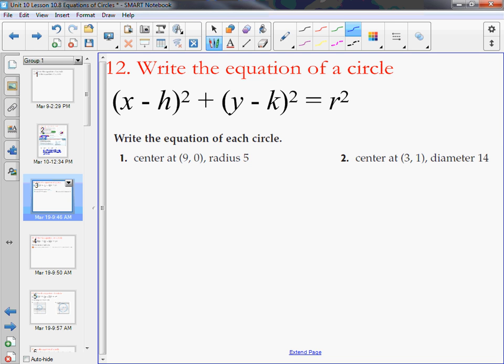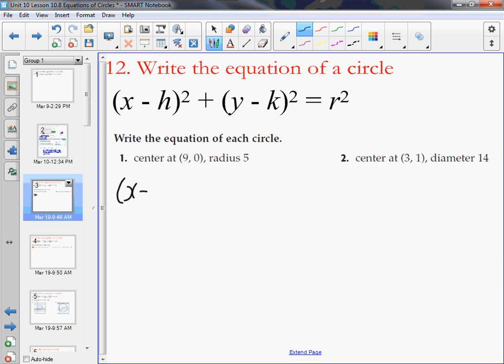On page 746, write the equation of each circle. So for number 1, we have the center of the circle at the point (9, 0), and the radius is 5. All we have to do is substitute the information they give us into our standard form for the equation of a circle. So we'll have x minus, and then h represents the x-coordinate of the center.